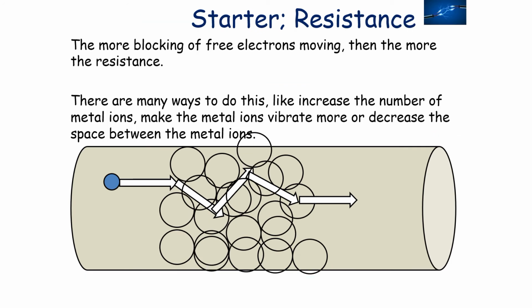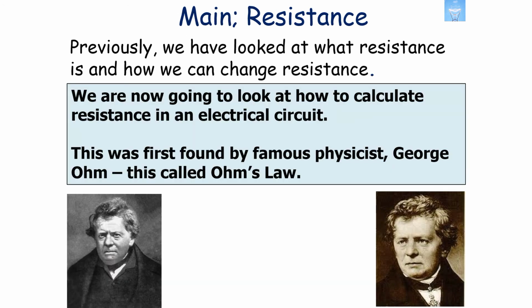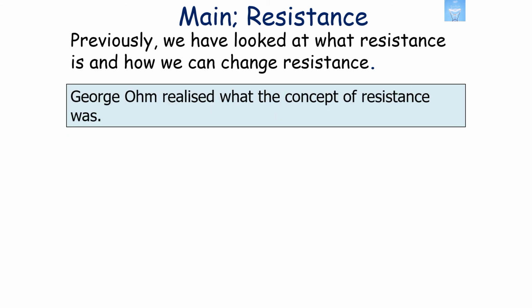So like we said before, there are many different ways in which you can do this. Now previously we've looked at what resistance is, but now we can look at how to calculate it. And this is calculated from the law found by a very famous physicist called George Ohm, which was called Ohm's law. So Ohm realized what the concept of resistance was.